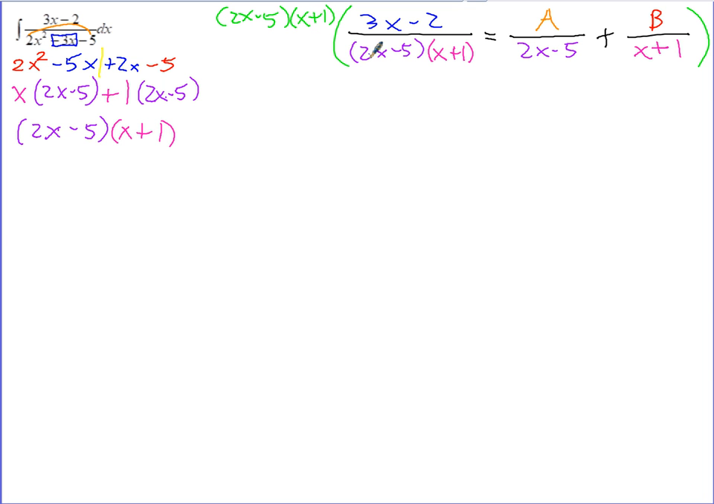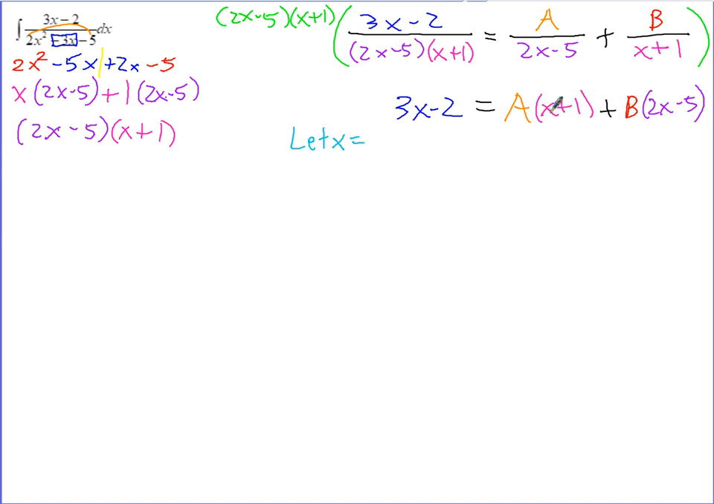And what that does is it completely wipes out the denominator here, so you're just left with 3x minus 2 equals, on this one the 2x minus 5's cancel out, so you're left with A times x plus 1. Plus on this one the x plus 1's reduce out, so you're left with B times 2x minus 5. And now to solve this, initially it might look like this is too many variables to solve for when we have one equation and 2 unknowns. So we just use a strategy to help us eliminate either the A or the B by choosing a specific x value.